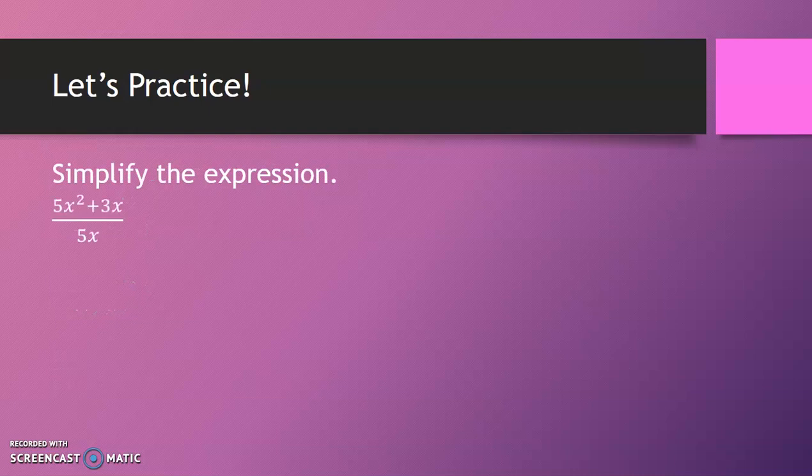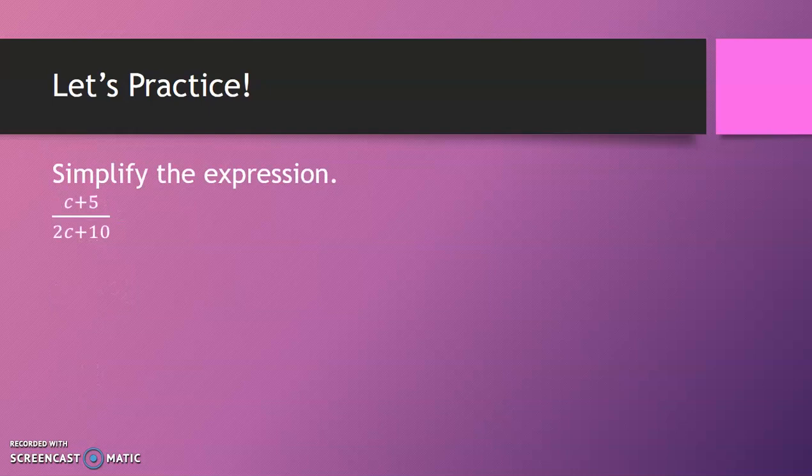For this next example, we're only going to be able to factor this and then simplify by pulling out their greatest common factor, or GCF for short. On the top portion, I can only pull out an x, and if I do that, I'm left with 5x plus 3, and this is still all over 5x. The only thing that I can simplify from here is take the x from the top out from the x on the bottom. So the simplified answer is going to be 5x plus 3 all over 5.